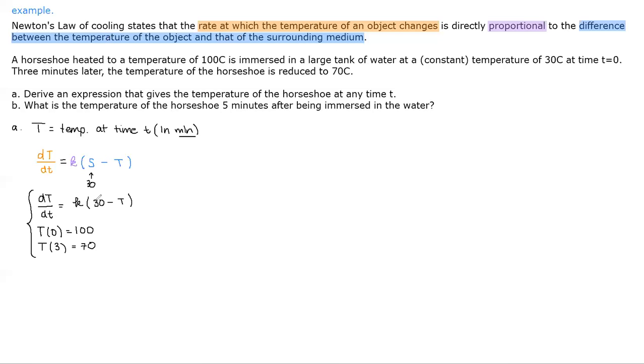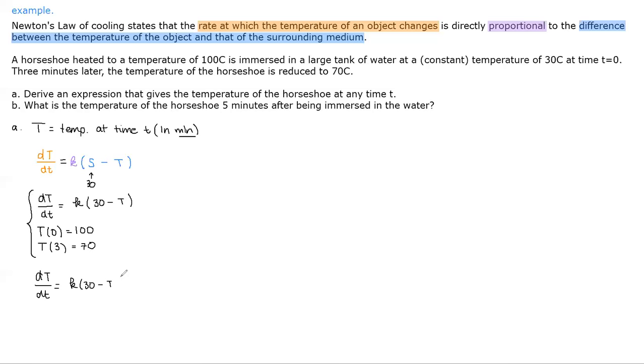So what I have is first a differential equation, and as usual, I'm going to start by finding the general solution to the differential equation, and then I'm going to use that general solution in order to find the particular solution using the initial conditions. So the first thing is solving the differential equation. I have dT/dt, d capital T over dt, is equal to k times (30 minus T).